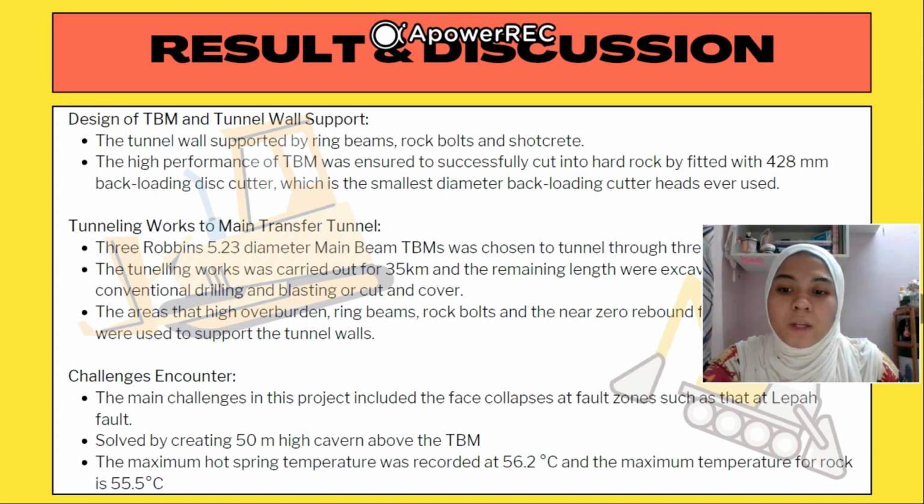It has also been found that the maximum hot spring temperature was recorded at 56.2 degrees Celsius, and the highest rock temperature recorded was 55.5 degrees Celsius, which has been quite an issue for the Pahang Selangor raw water transfer project.